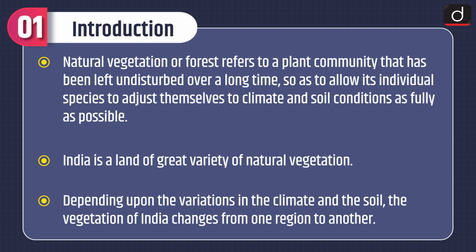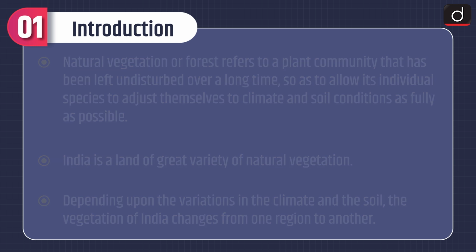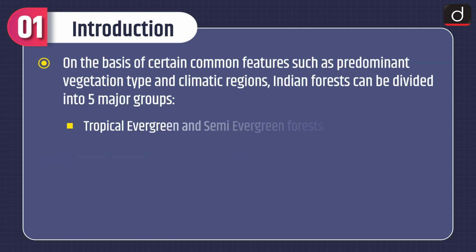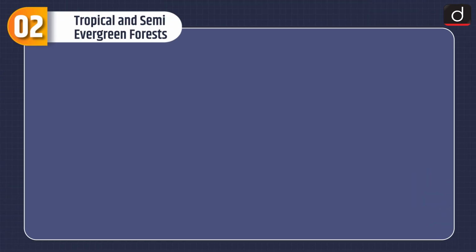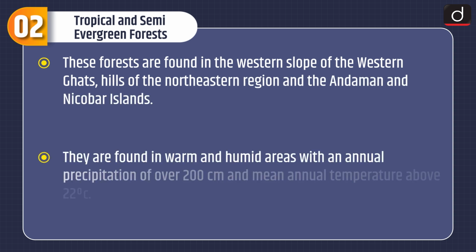India is a land of great variety of natural vegetation. Depending upon the variations in the climate and the soil, the vegetation of India changes from one region to another. On the basis of certain common features such as predominant vegetation type and climatic regions, Indian forest can be divided into 5 major groups: tropical evergreen and semi-evergreen forest, tropical deciduous forest, tropical thorn forest, montane forest, and littoral and swamp forest. Now we will discuss the 5 major groups one by one.